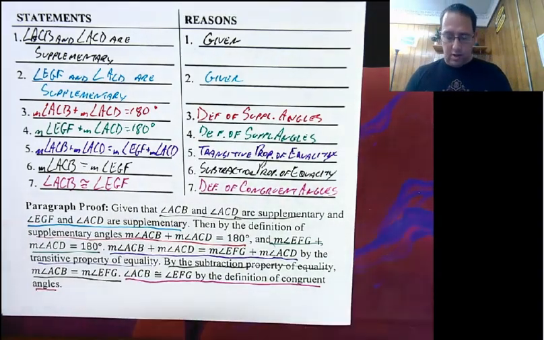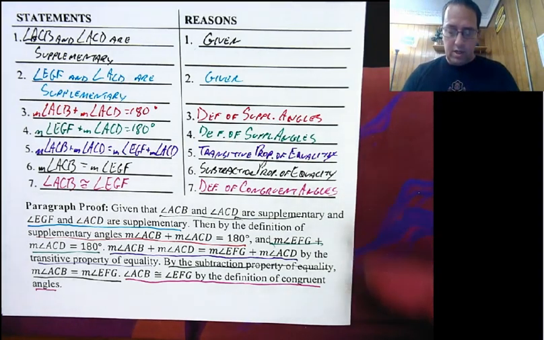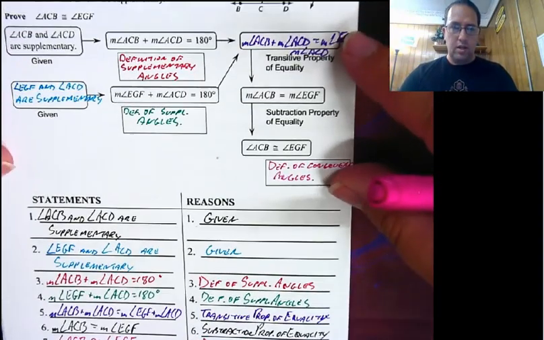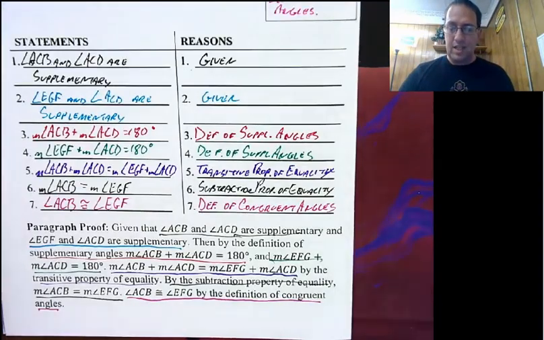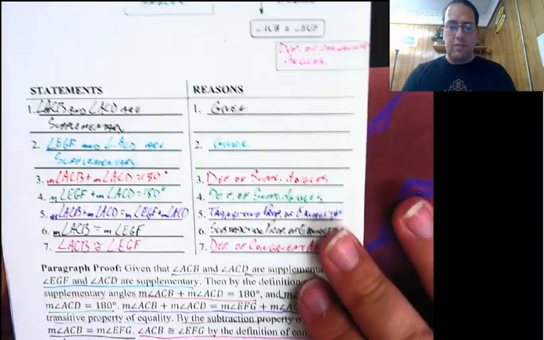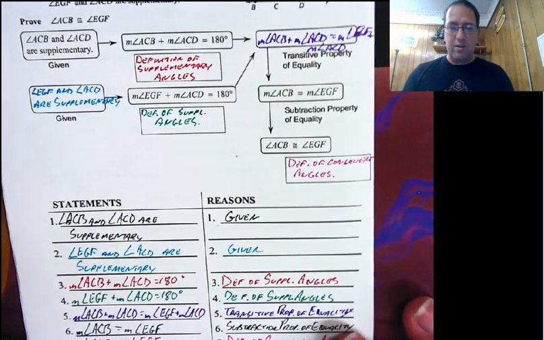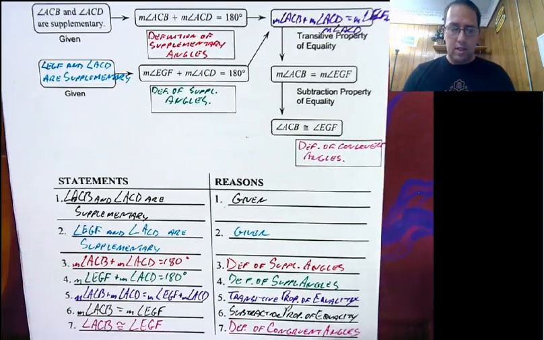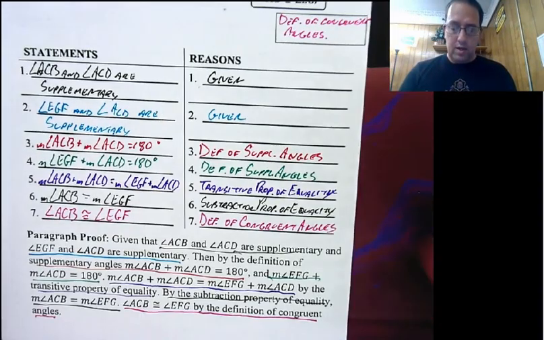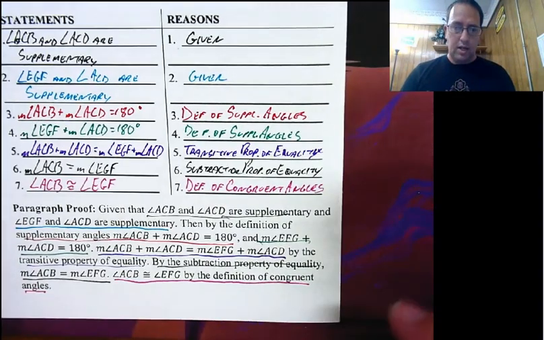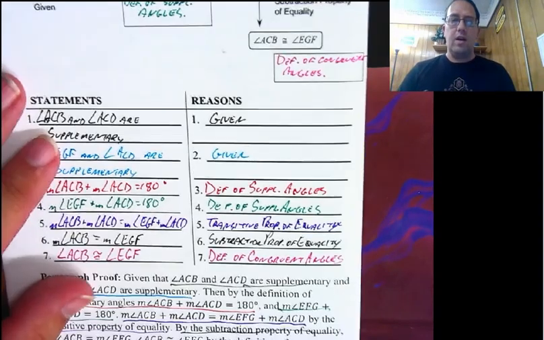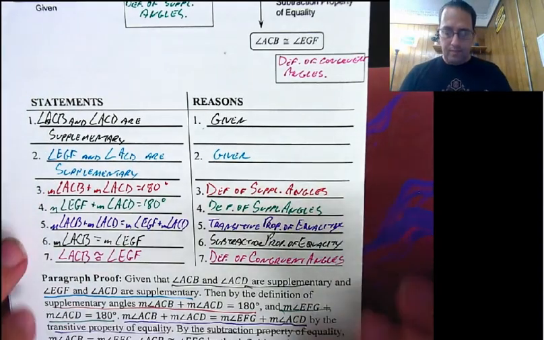And here I color-coded everything so you can see where each statement in the paragraph proof comes from in the two-column proof or in the flowchart proof. So you can see that these are just three different formats, different styles of the exact same proof. All right. And so this is flowchart proofs. We have two-column proofs and paragraph proofs. All say the exact same thing. It's just a question of how do you want to say it? Stylistic, you know?